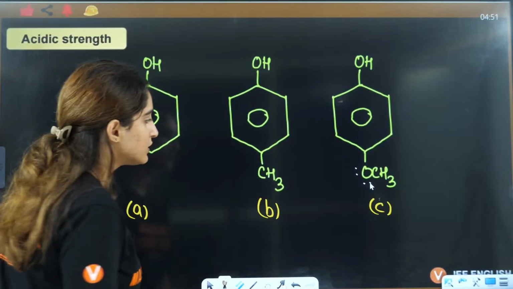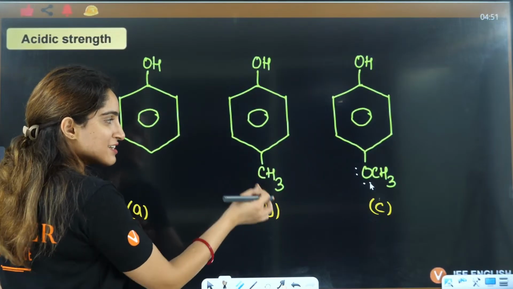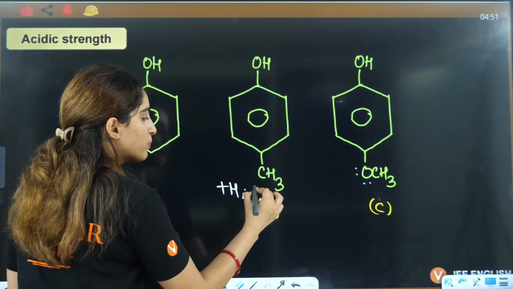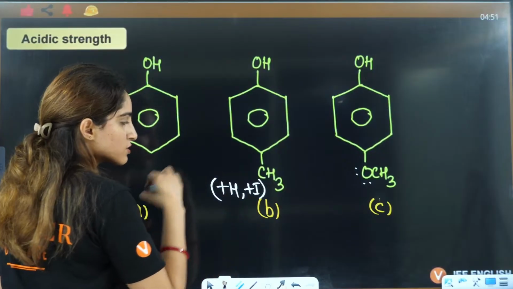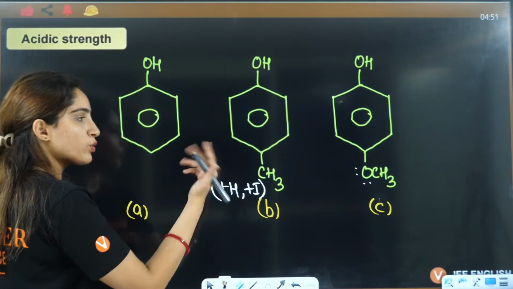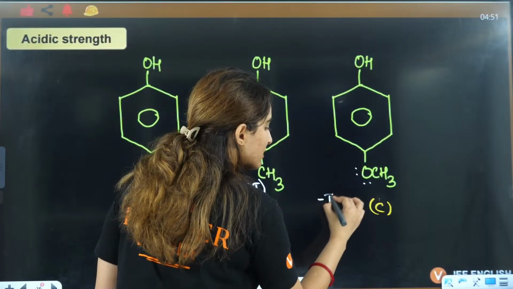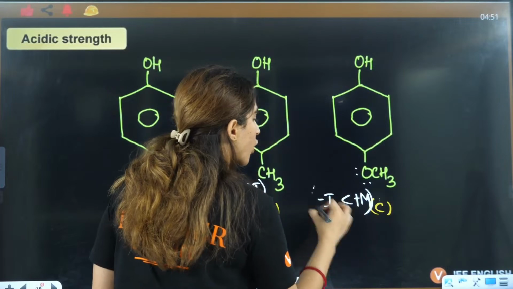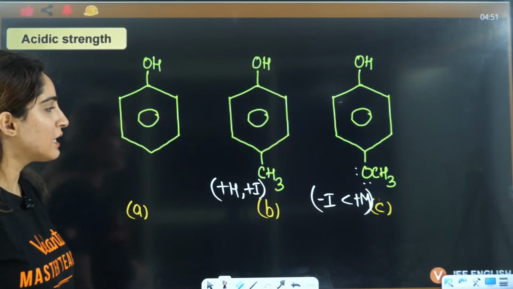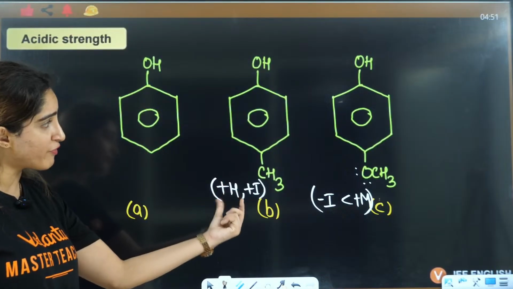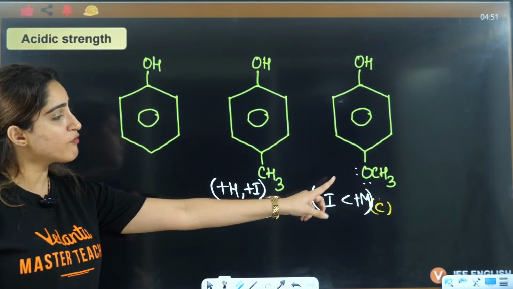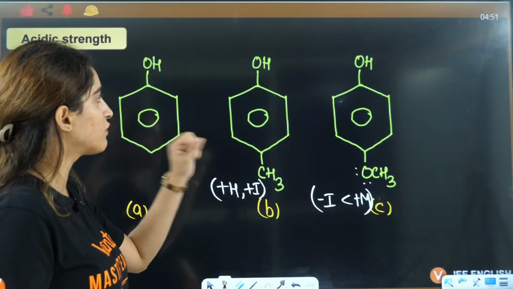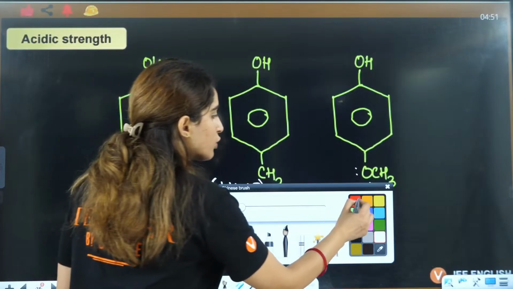So if you see, this CH3 can show you plus H also. It can show you plus I also. Both the effects it shows, right? Either way it is donating only. This can show minus I also, and this also shows plus M. But plus M is more dominating here. Here you have two effects that are donating. Here you have one effect that is donating, the other is withdrawing. That means overall here donation will be more.